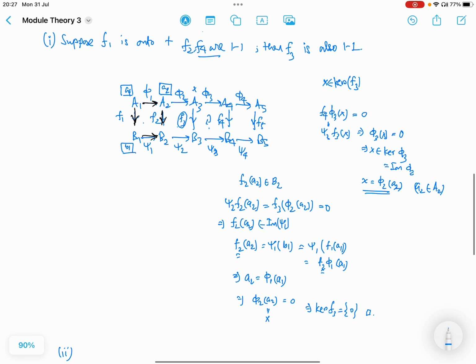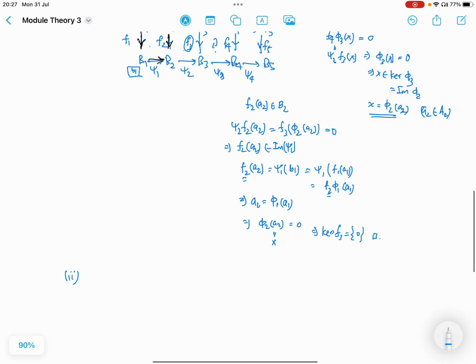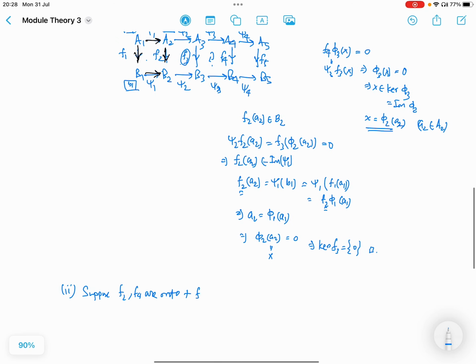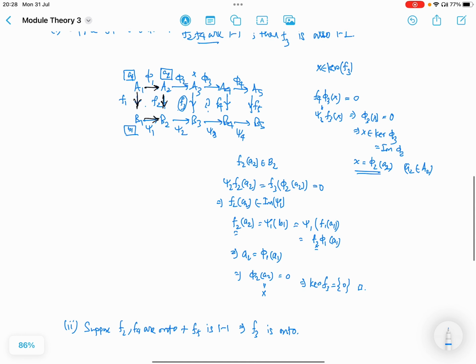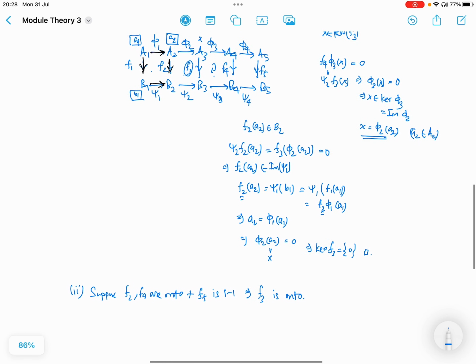Okay, so here we have F2 and F4. So now suppose both are surjective. Suppose F2, F4 are onto, and moreover the rightmost map, that is F5, is injective. Then it implies that F3 is again onto. Okay, so the proof will be kind of similar. So yeah, let's do it again.